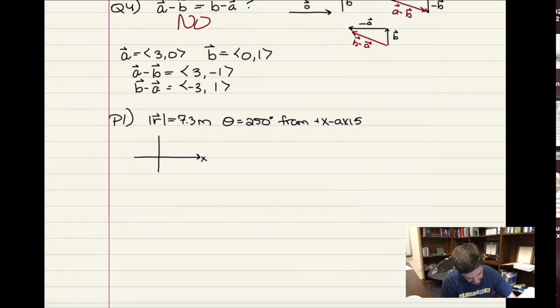So if I define my axes to be the classic ones, it's saying I go out 250 degrees, which is about here, and then I draw a vector, and that's r, which has some length equal to 7.3. And the question now is, what is r sub y, and what is r sub x?